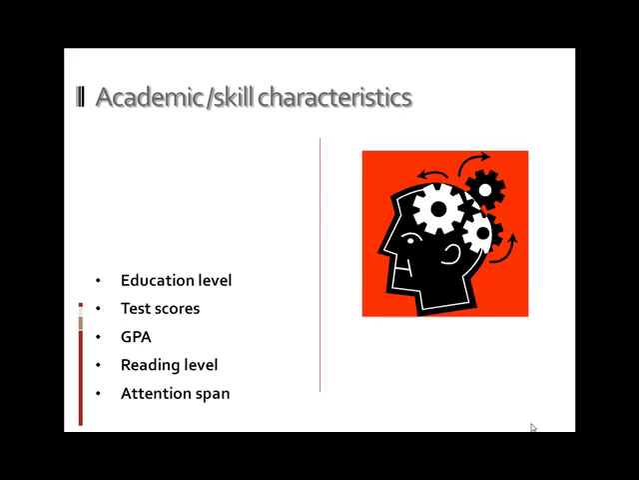Academic and skill characteristics. These could include education level, test scores, grade point average, reading level, and attention span. So you may need to modify the way that you deliver the instructions or the materials that you use in the instruction depending on the level of your learners.